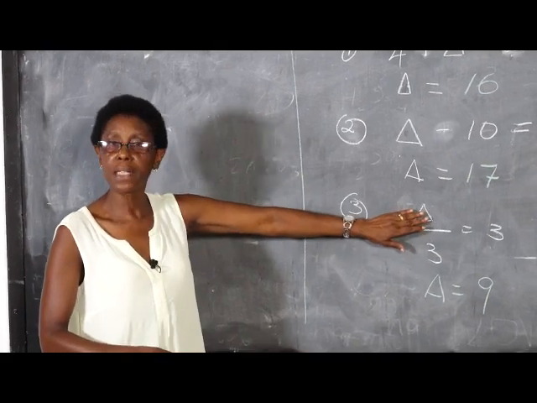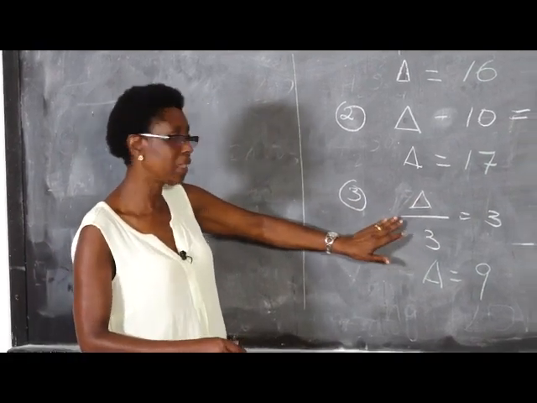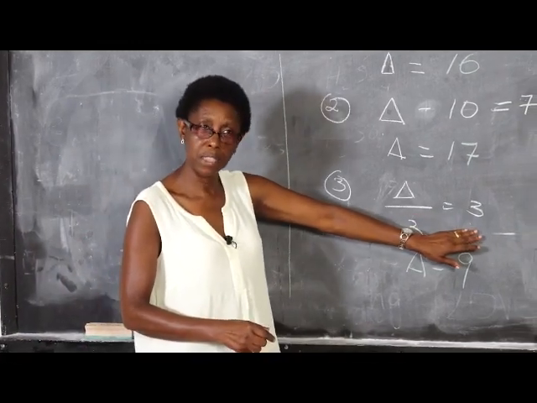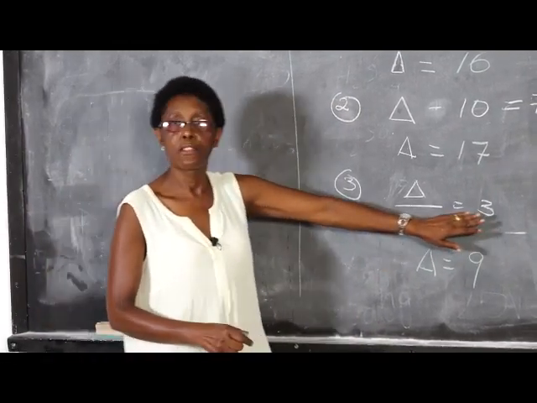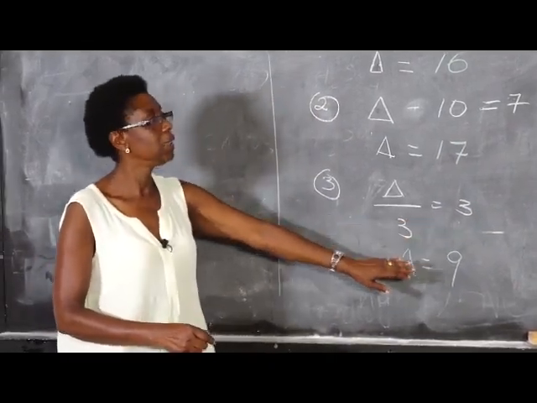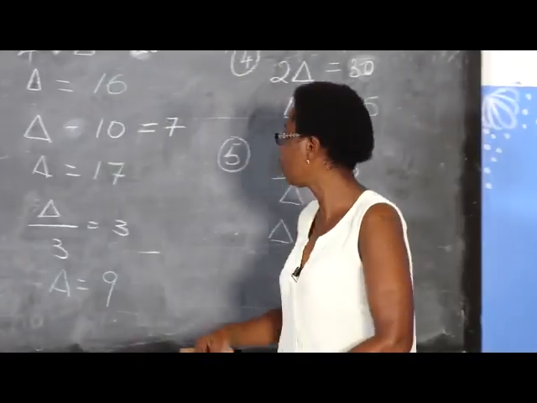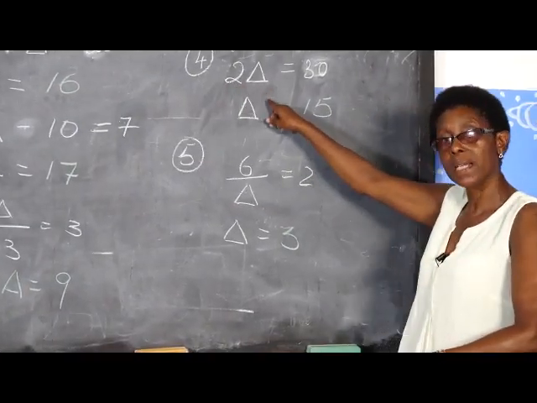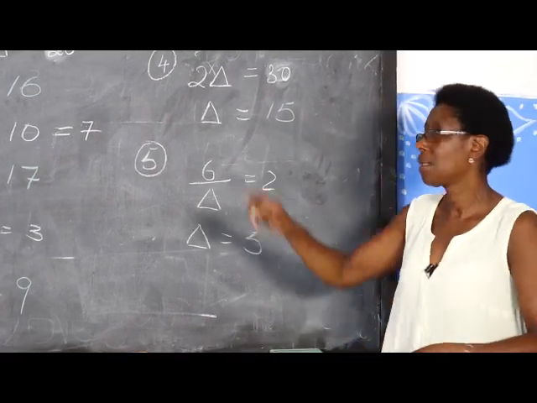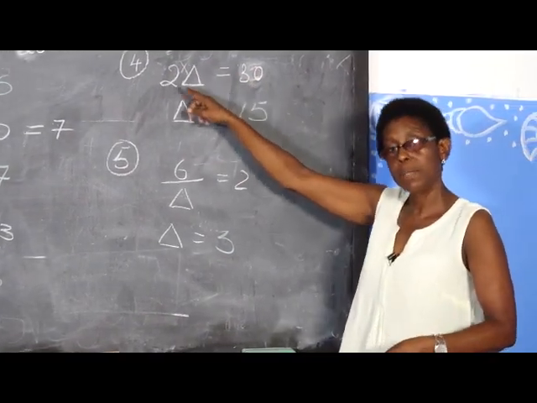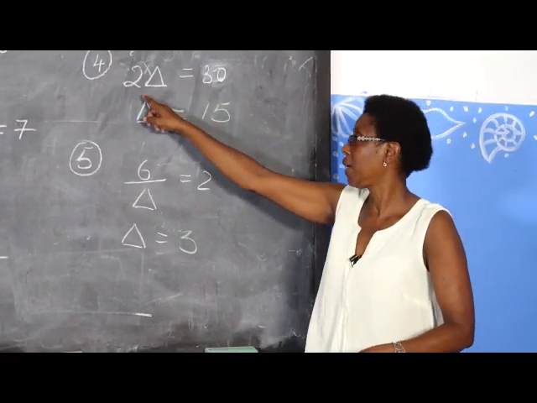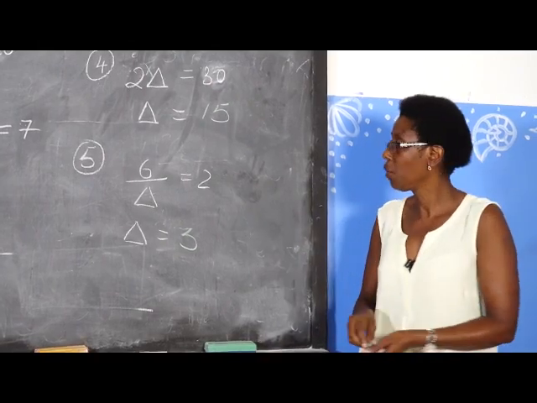You've got a triangle, divide by 3. Remember, this line means to divide. Divide by 3 equals 3. So we're going to do 3 times 3 equals 9. And one last one we go over. You've got 2 triangles. That means 2 times the triangle. That's equal to 30. A number times 2 to give you 30, or you do 30 divided by 2, and that would give you 15.